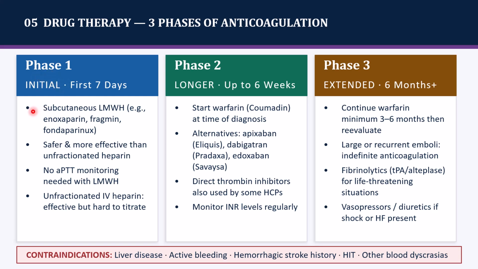In the first 7 days, the drug of choice is subcutaneous low molecular weight heparin, LMWH. The brand names you need to know are enoxaparin, also known as Lovenox, Fragmin, and Fondaparinux. Why low molecular weight heparin over regular heparin? Because it's safer, more predictable, and more effective.